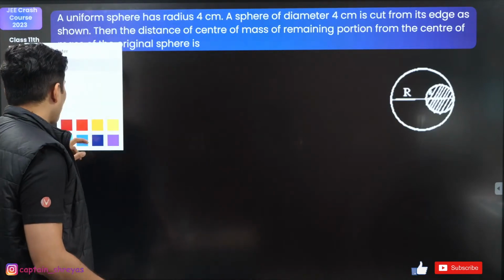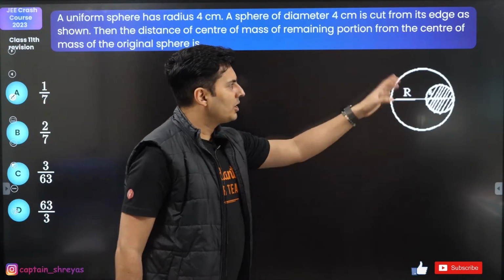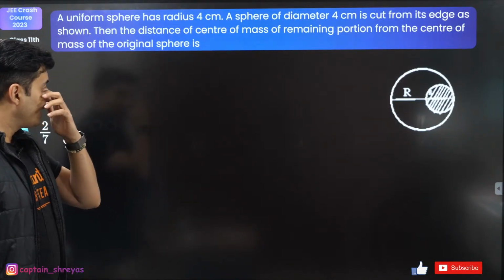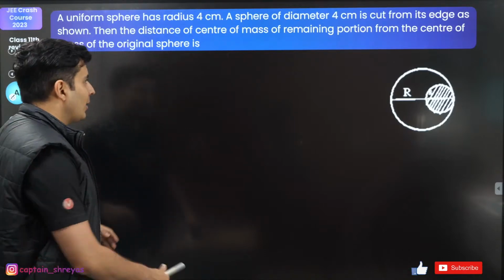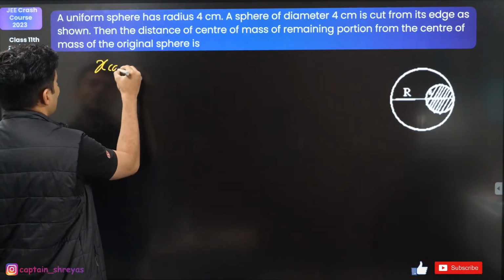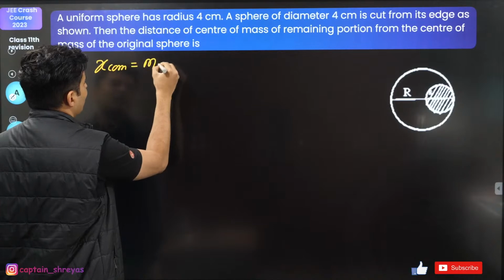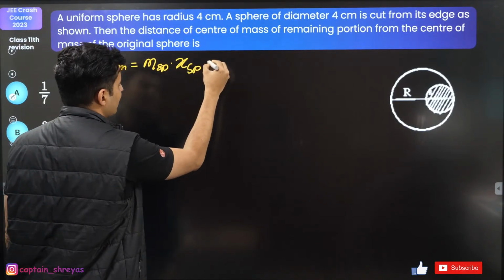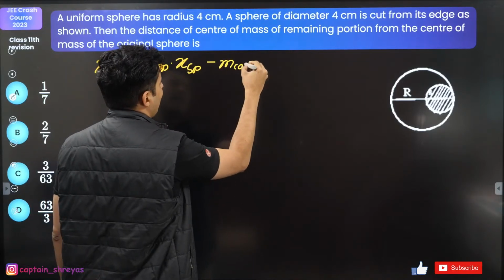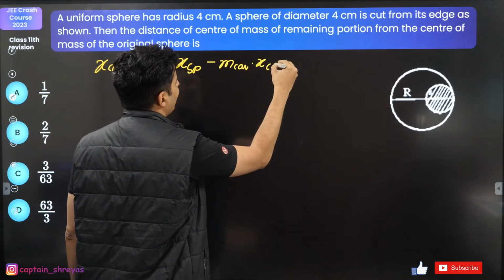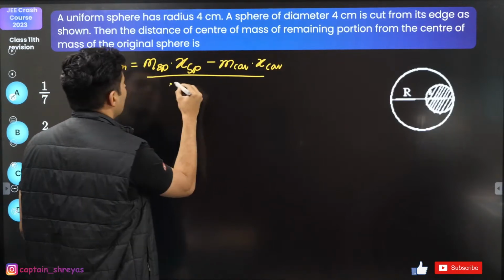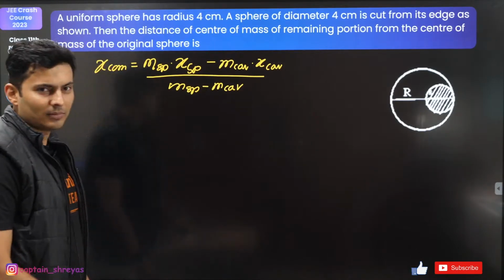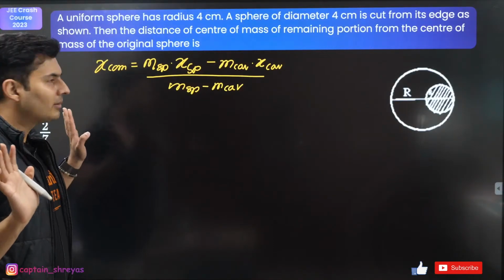So it depends. Now in this kind of question where you have a mass and you take out a cavity out of it, and the question is where is the center of mass, the usual formula for such things is XCOM is mass of the entire sphere into center of mass of the complete sphere, minus mass of the cavity into center of mass of the cavity, upon mass of the sphere minus mass of the cavity which is taken out. That's the idea.